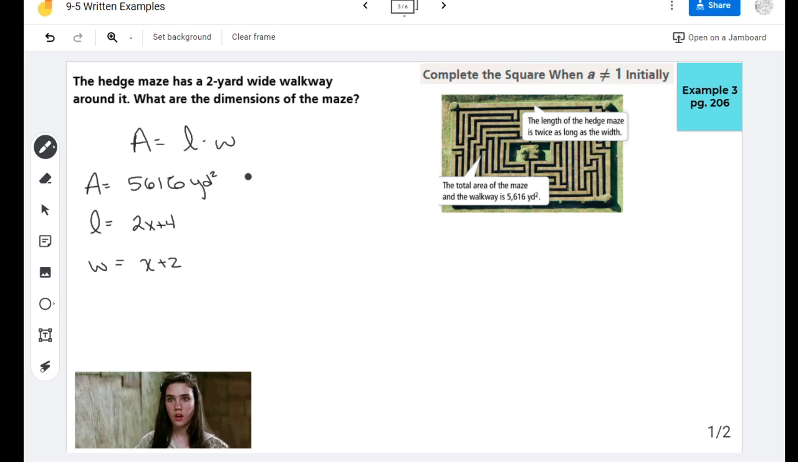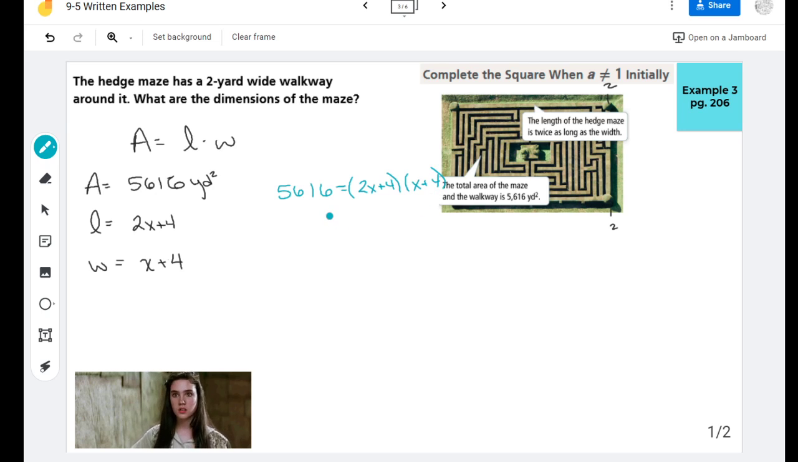Alright, so now I'm going to go ahead and, that should be x plus 4, right? Because it's 2 here and 2 there. Sorry about that. And so now I'm going to plug each of these expressions into my area formula. So I get my area, which is 5616, is equal to my length, which is 2x plus 4, times my width, which is x plus 4.